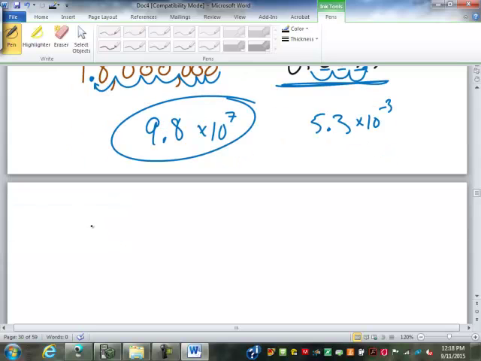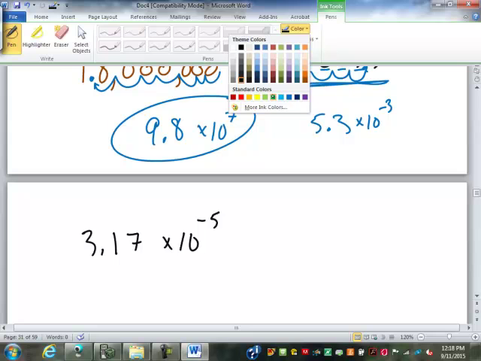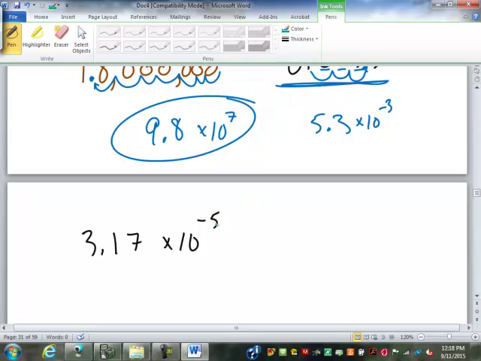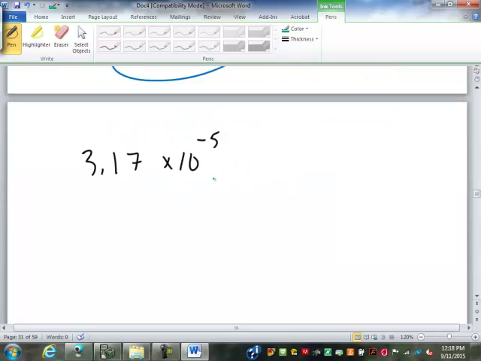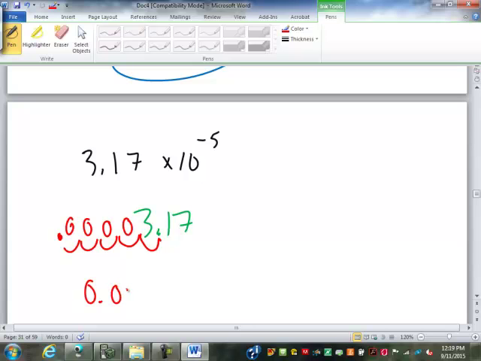If I wanted to convert the other direction, if I have 3.17 times 10 to the negative 5th, that power of 10 tells me I'm going to have to move my decimal point 5 places. The fact that it is negative tells me that this is a small number. So I have 3.17. My decimal point has to move to make it smaller. 1 spot. There's nothing left. Just have to add a 0. 2 spots. 3 spots. 4 spots. 5 spots. There's where my decimal point is. 0.0000317.